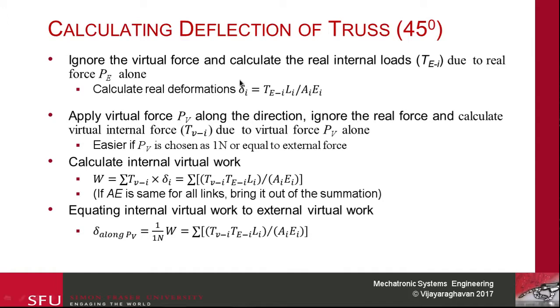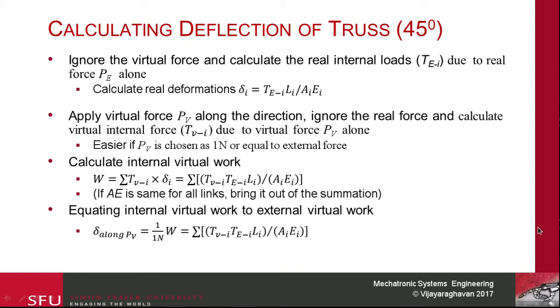Both of these can be done either by the method of joints or the method of sections. Once you do both, we calculate the internal virtual work, which is the sum of these two products, which becomes this equation over here. If AE is constant, we can pull it out of the summation. Then equating the internal virtual work to the external virtual work, we find that the displacement along the virtual 1 Newton force would be the virtual work divided by 1 Newton, which is this formula over here.